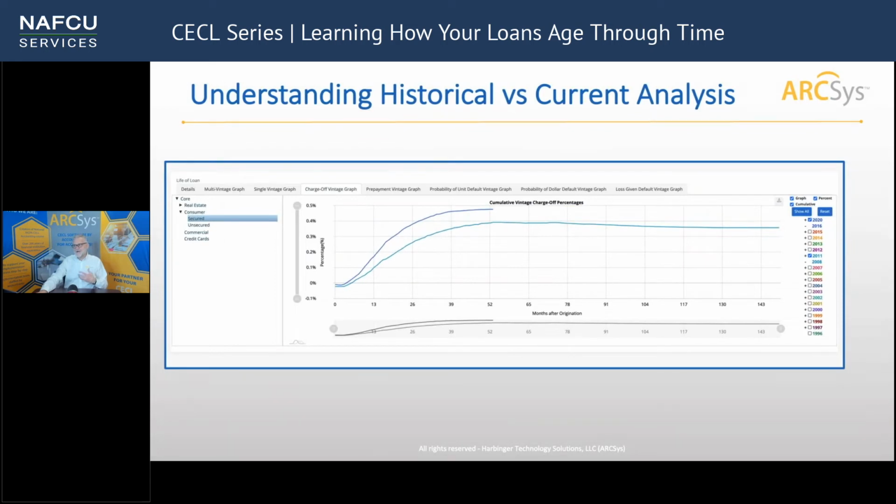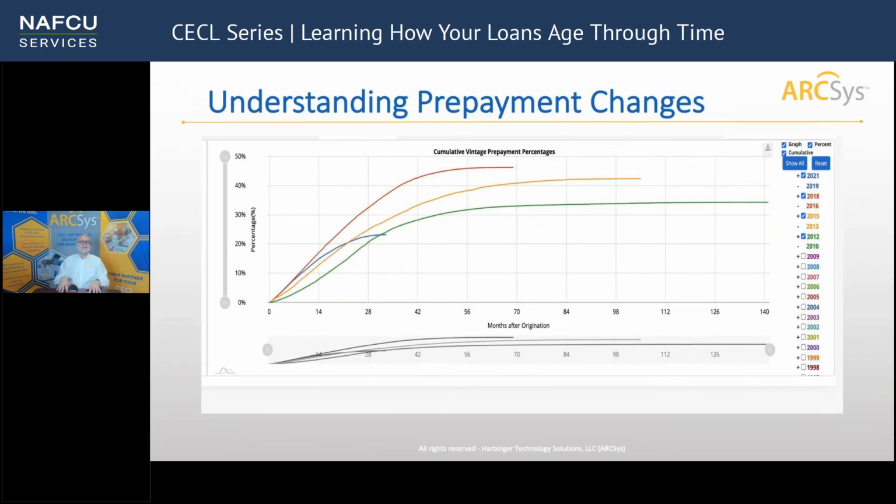Now, you can also look at historical and current. In life cycle analysis, you can combine different periods. In this case, we're comparing 2016 through 2020 to 2008 through 2011. So you can do different things with life cycles to see how different periods of originations perform together.